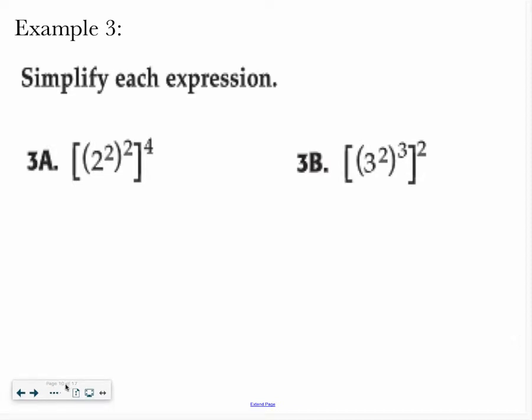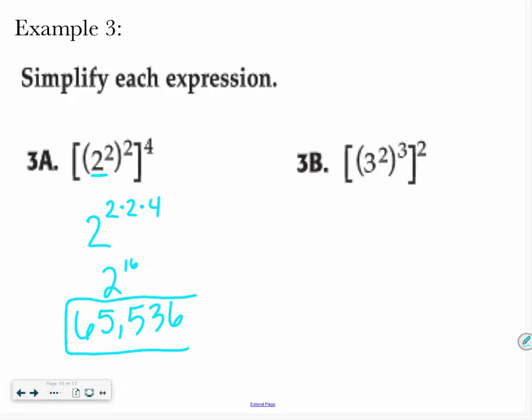All right. So we want to simplify these expressions. So I have my base number, which is 2. Then I have a 2 to the 2nd power, so I'm going to multiply. And that is to the 4th power. So I have 2 to the 2 times 2 times 4, or I have 2 to the 16th. And 2 to the 16th is 65,536. Anytime you guys have whole numbers to a power, please multiply it out and determine what that number is.